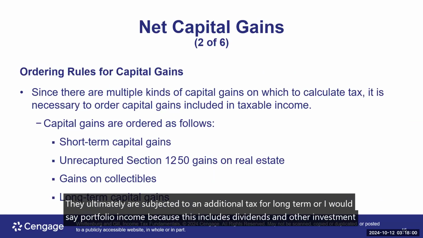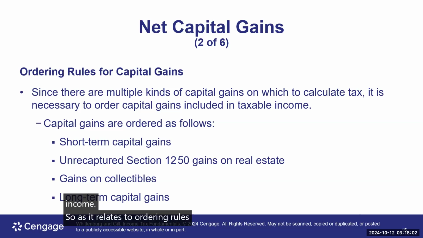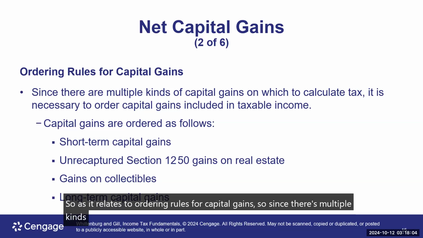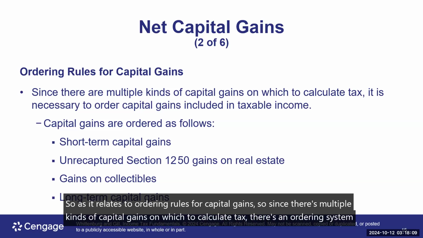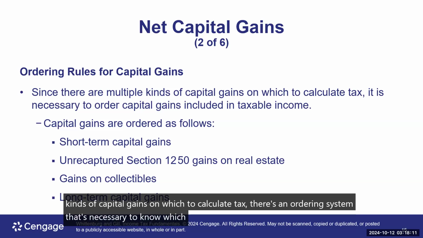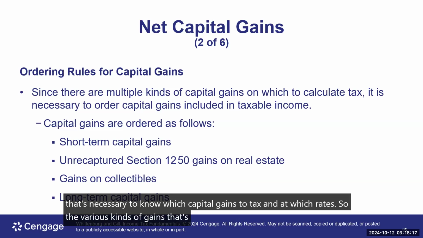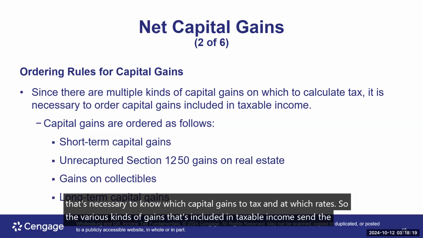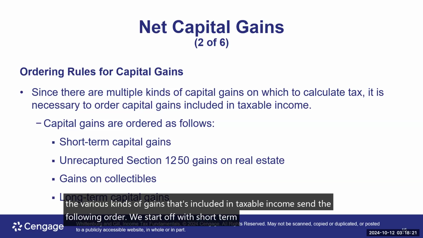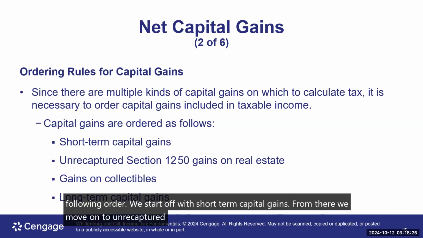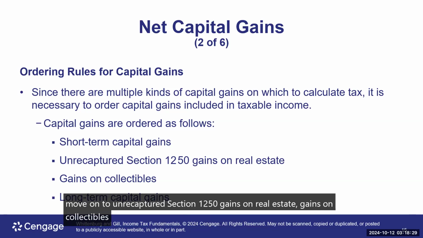So as it relates to ordering rules for capital gains, since there are multiple kinds of capital gains on which to calculate tax, there's an ordering system that's necessary to know which capital gains to tax and at which rates. So the various kinds of gains that are included in taxable income are in the following order. We start off with short-term capital gains. From there, we move on to unrecaptured Section 1250 gains on real estate, gains on collectibles, and then lastly, long-term capital gains.